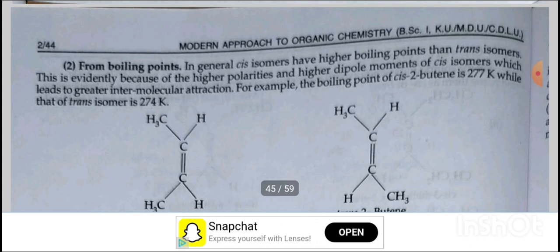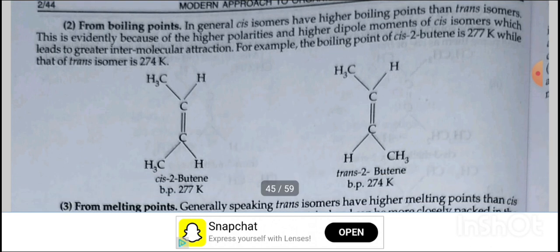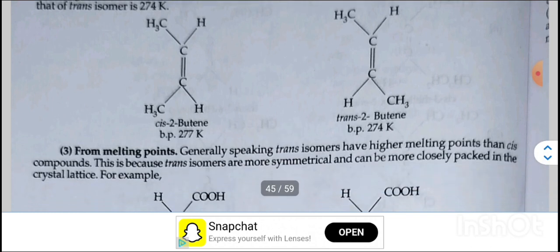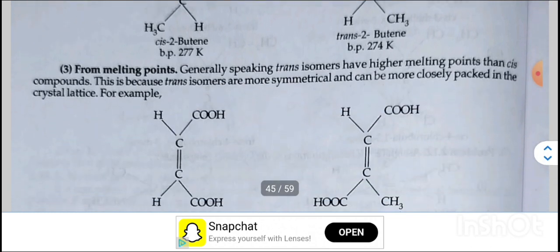From boiling point: in general, cis isomers have higher boiling points than trans isomers. This is evidently because of higher polarity and higher dipole moments of cis isomers, which lead to greater intermolecular attraction. For example, the boiling point of cis-2-butene is 277 Kelvin while that of the trans isomer is 274 Kelvin. From melting points: generally speaking, trans isomers have higher melting points than cis compounds. This is because trans isomers are more symmetric and can be more closely packed in the crystal.